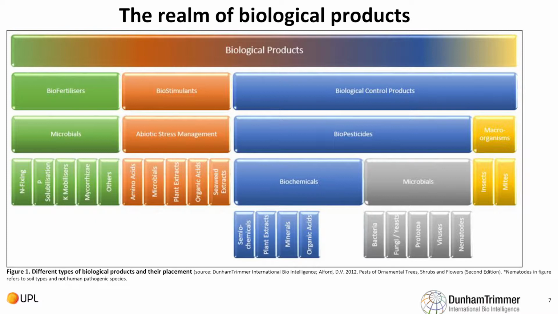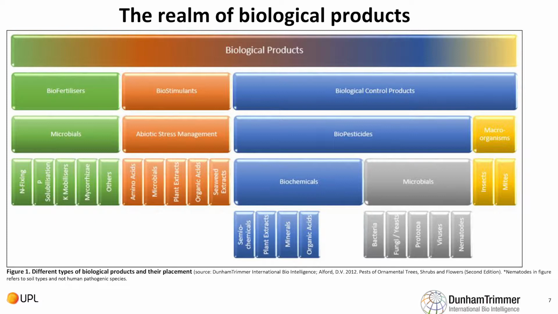And these microbials can have a vast range of modes of action in order to function as a biofertilizer. Then you've got your biostimulants, which are very important for abiotic stress relief products. This can include non-living active ingredients, your amino acids, seaweed extracts, organic acids, and so forth, but also your microbials again. And then on the other side of the spectrum, we've got your biological products, which include biochemicals, microbials, macrobials.